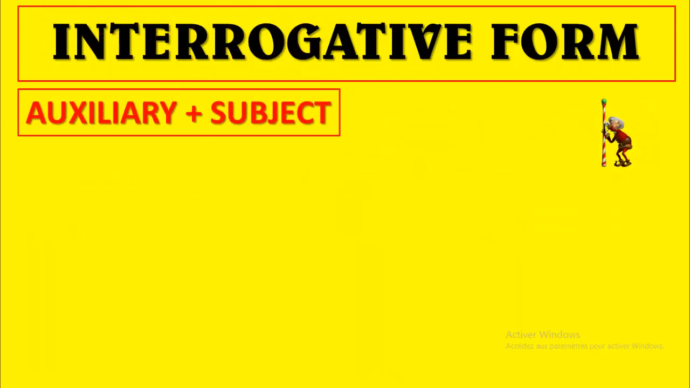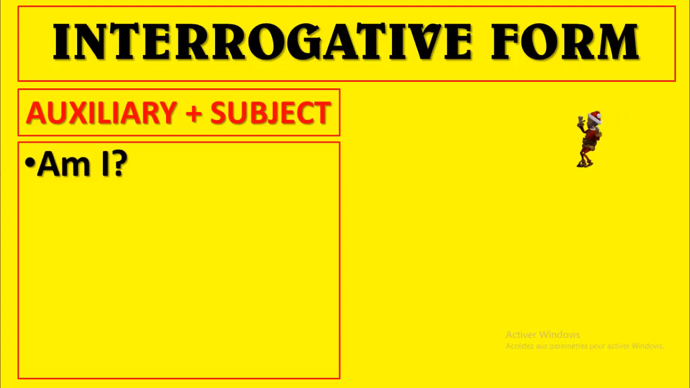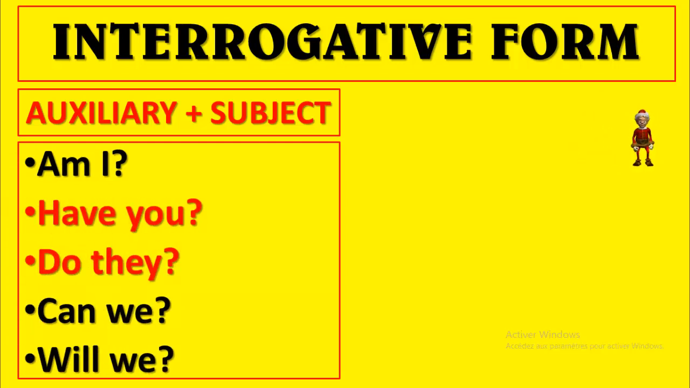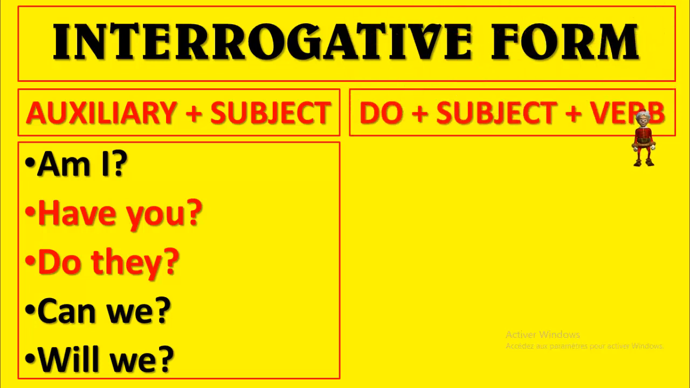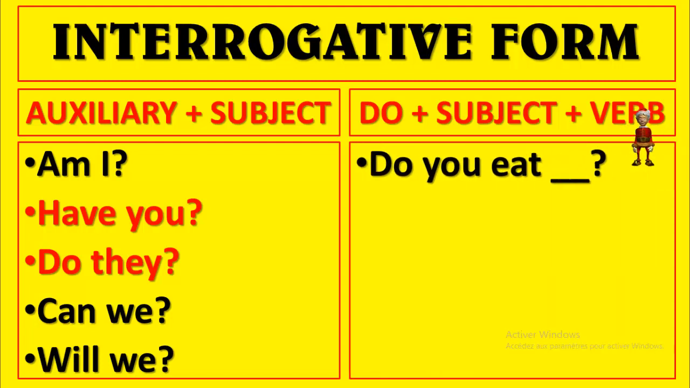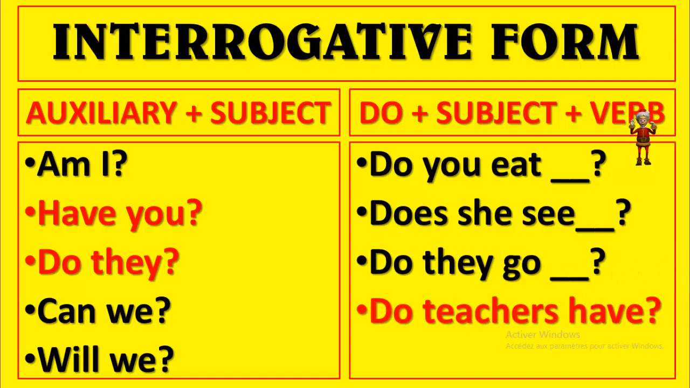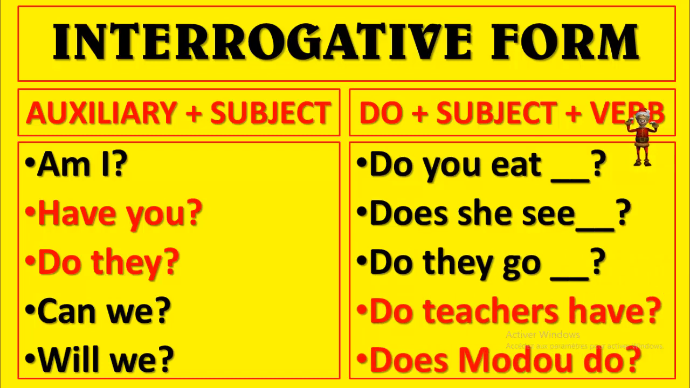Interrogative form, the same. Auxiliary plus subject, am I, have you, do they, can we, will we. Ordinary verbs, do plus subject plus verb. Do you eat? Does she see? Do they go? Do teachers have? Does Modu do? Donc comme vous le voyez en rouge, l'auxiliaire have plus sujet.